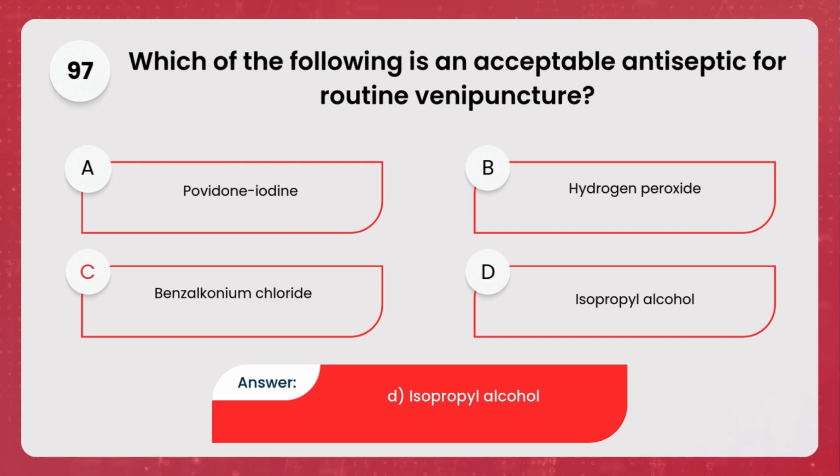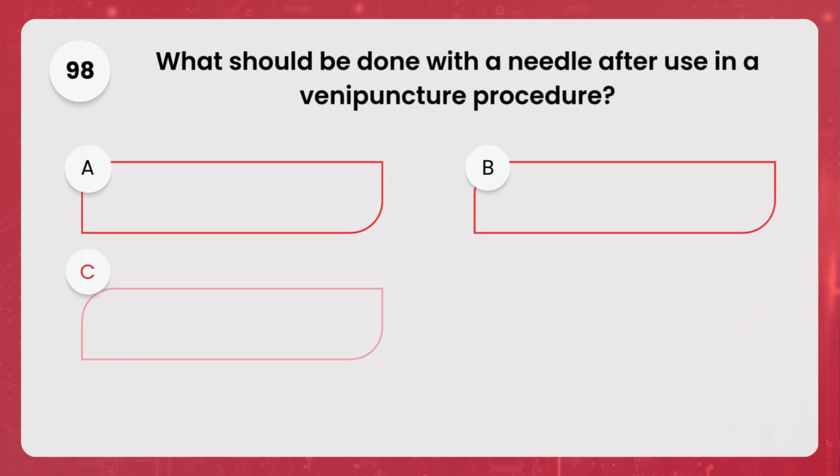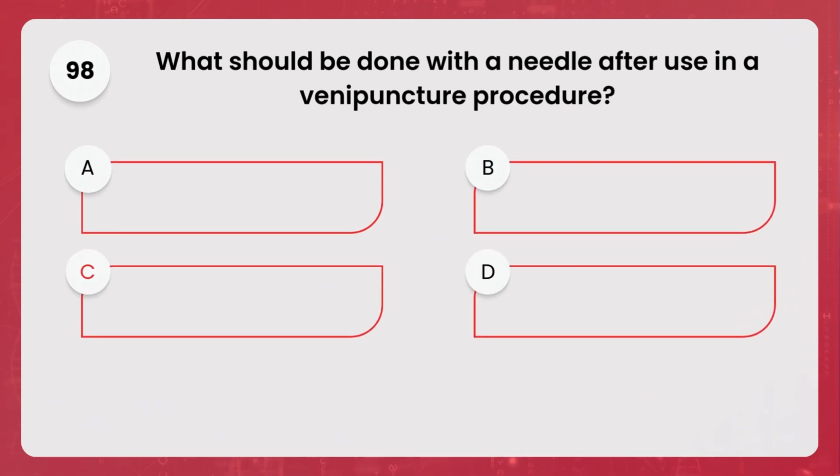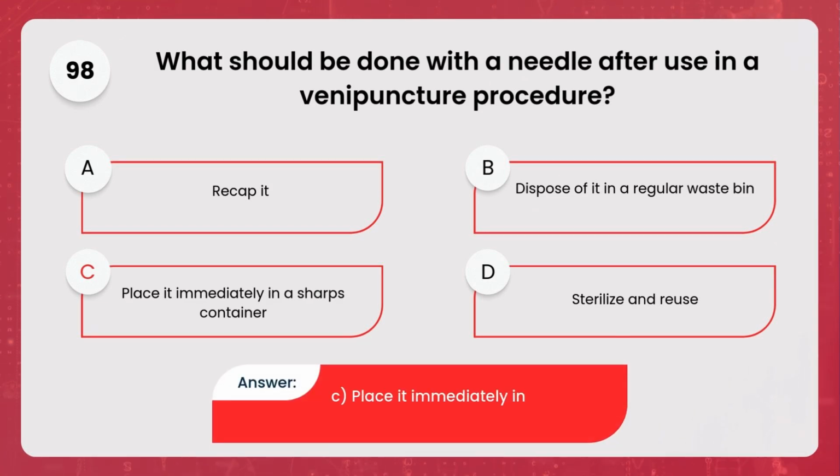Number 98. What should be done with a needle after use in a venipuncture procedure? A. Recap it. B. Dispose of it in a regular waste bin. C. Place it immediately in a sharps container. Or D. Sterilize and reuse. The answer is C. Place it immediately in a sharps container.